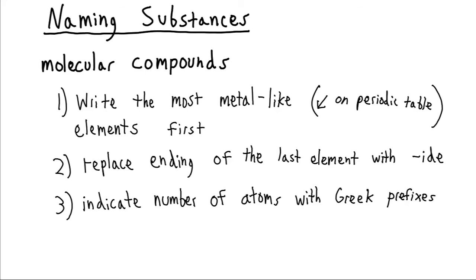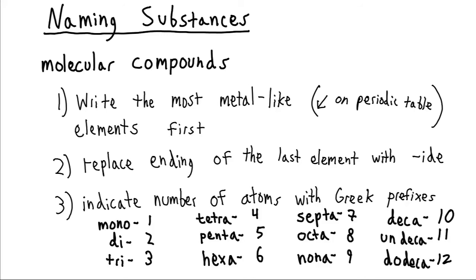Now, of course, we could have more hydrogens or more oxygens. And so we're going to need to indicate the actual number of atoms, and we do that using a Greek prefix. So just a reminder of those Greek prefixes. So mono is 1, di is 2, etc. So if you had 2 hydrogens and 1 oxygen, that would be dihydrogen monoxide.